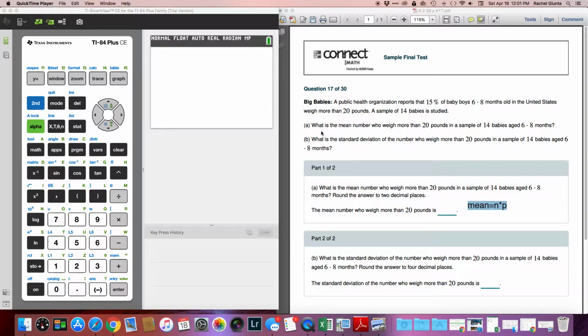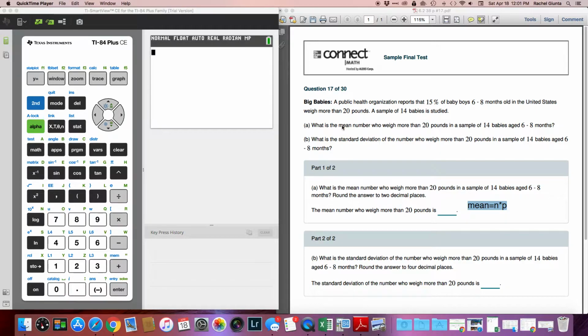This one does not use the binomial PDF or CDF functions, even though it's in the section that usually asks for those. What you're looking for here is it says what's the mean number. It's not saying what's the probability of anything. And part two is what's the standard deviation. For both of those, there's a pretty straightforward equation to use.